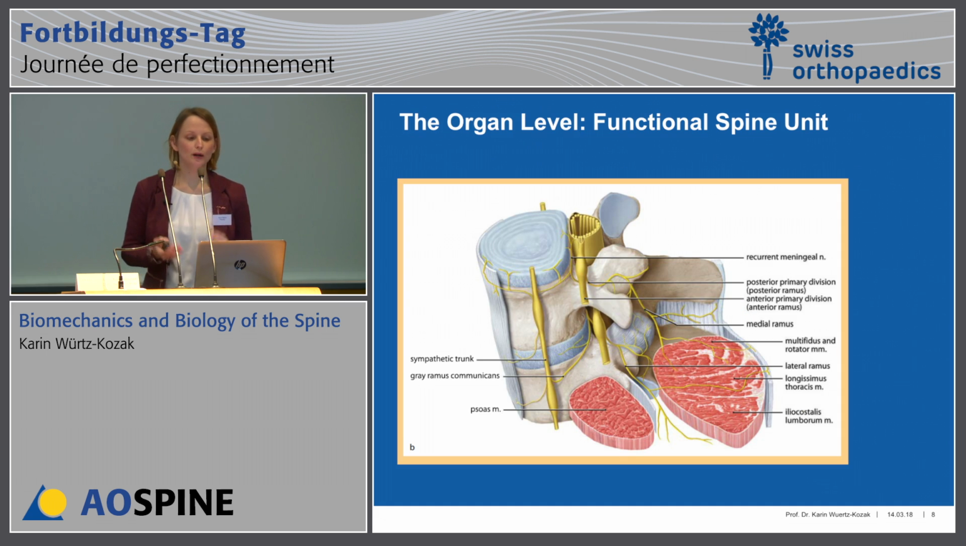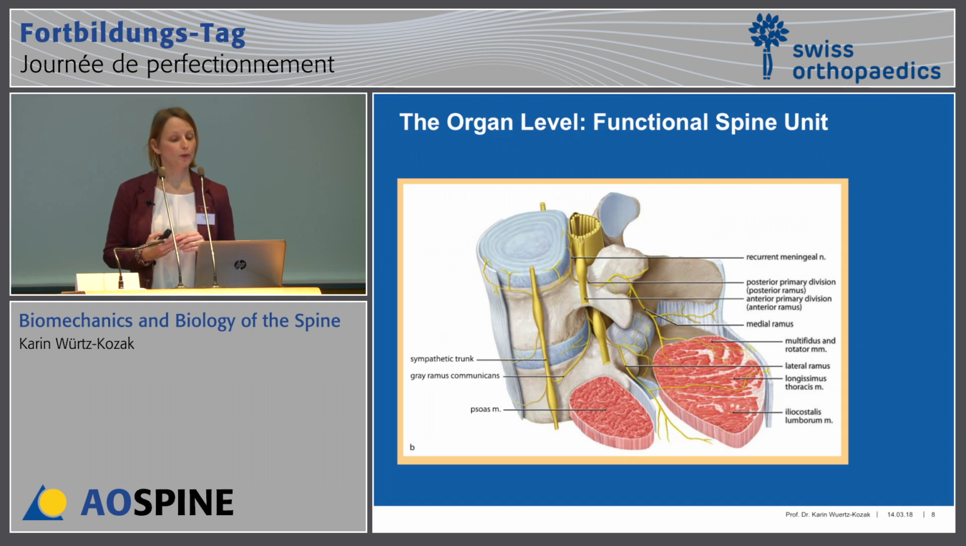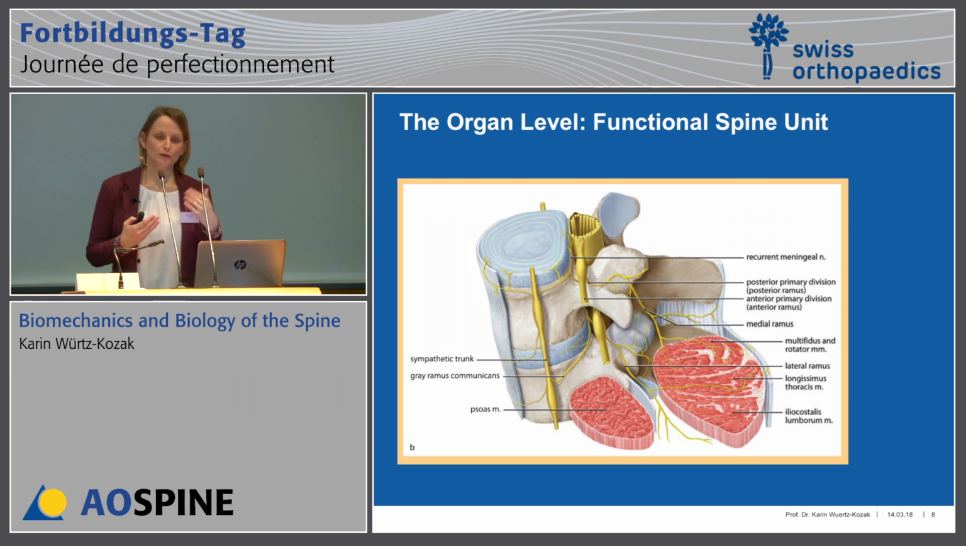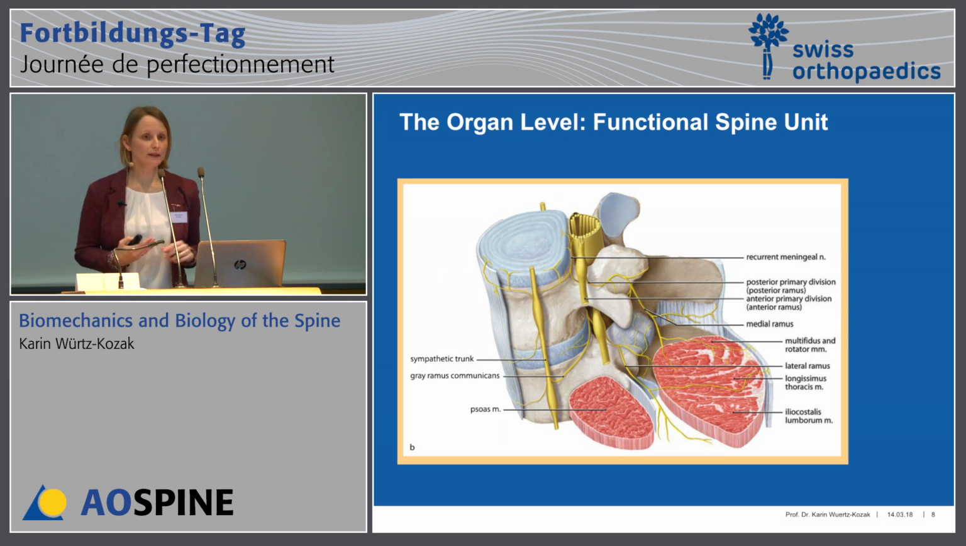Now, if we move one level down, we would arrive at the organ level. And for the spine, that would be the functional spine unit. This is kind of related to the term that is called motion segment. That's probably something that you've heard before. So it's basically a vertebra, a disc and a vertebra, but then of course also the ligaments and the muscles and the facet joints. And it's the smallest unit of the spine that kind of resembles the entity of the spine biomechanically, but also biologically.